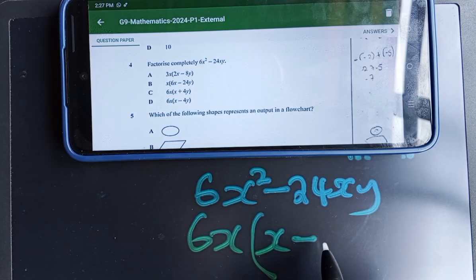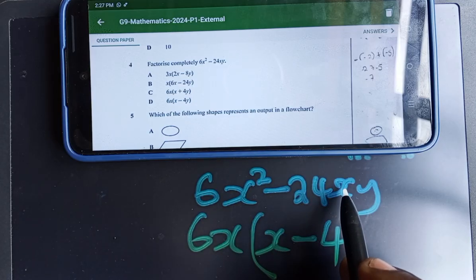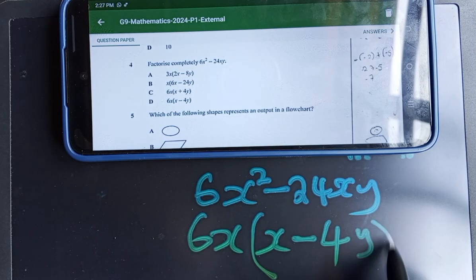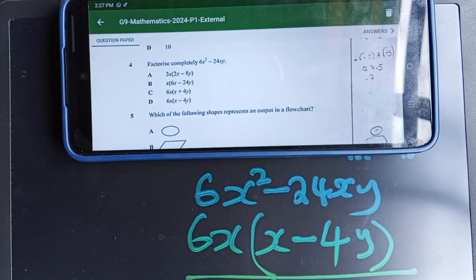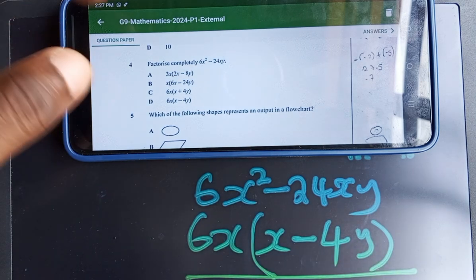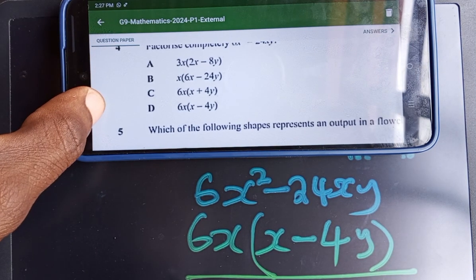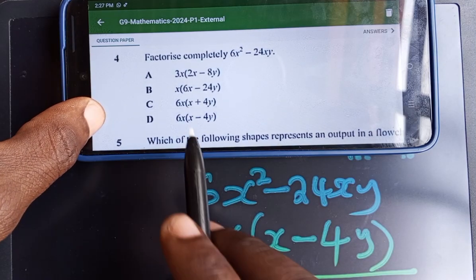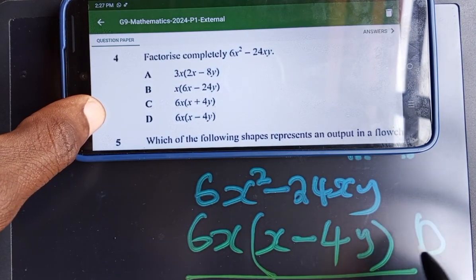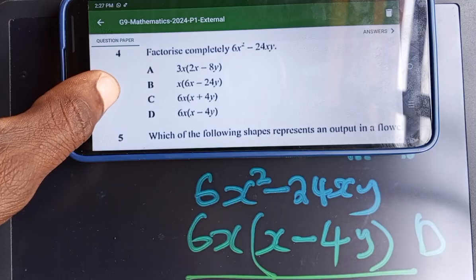6 into 24 can go how many times? 4 times, because 4 times 6, we get back to 24. X divided by x is 1. What remains here is a y. So when you factorize completely, the answer is 6x, open bracket, x minus 4y. So looking at the multiple choice, the answer is D. So for number 4, it is D.